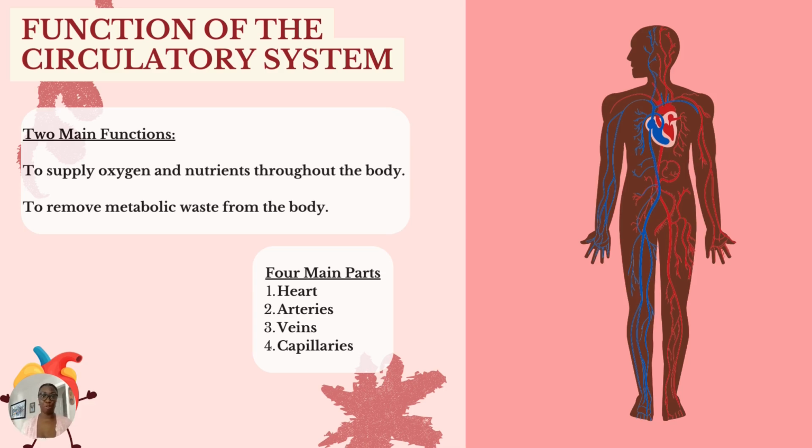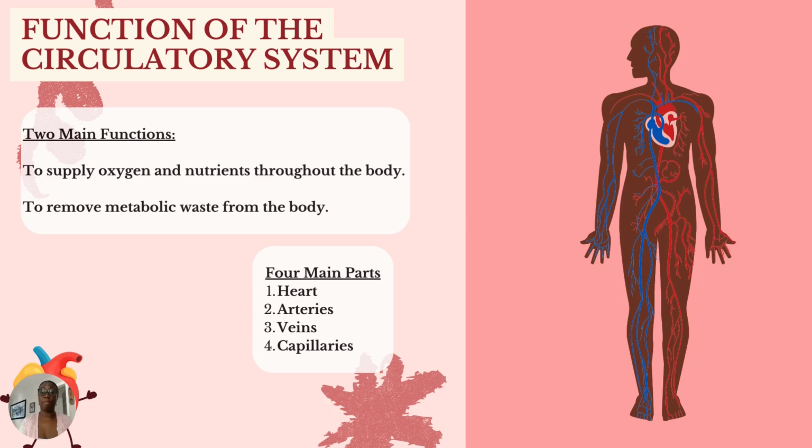So if you're out in the real world and you hear those terms, just know that they are all the same thing as the circulatory system. So to start with the circulatory system, I'm going to go over the two main functions. Number one is to supply oxygen and nutrients throughout the body.